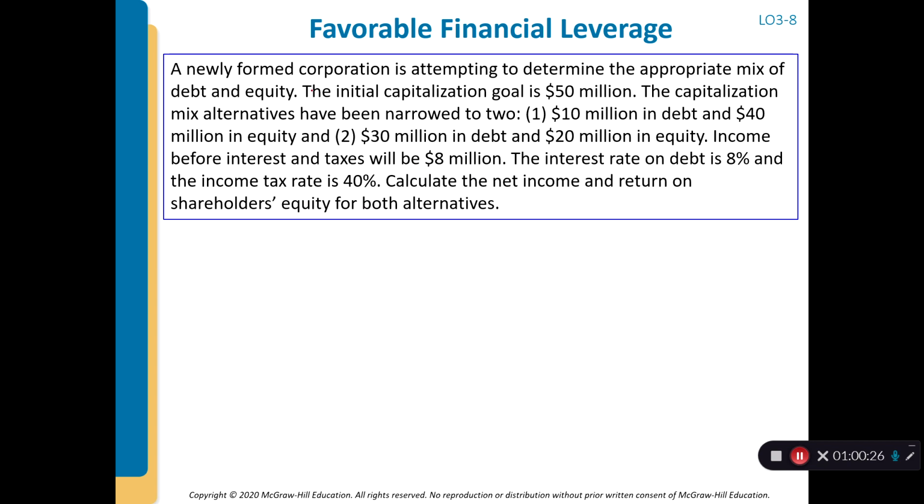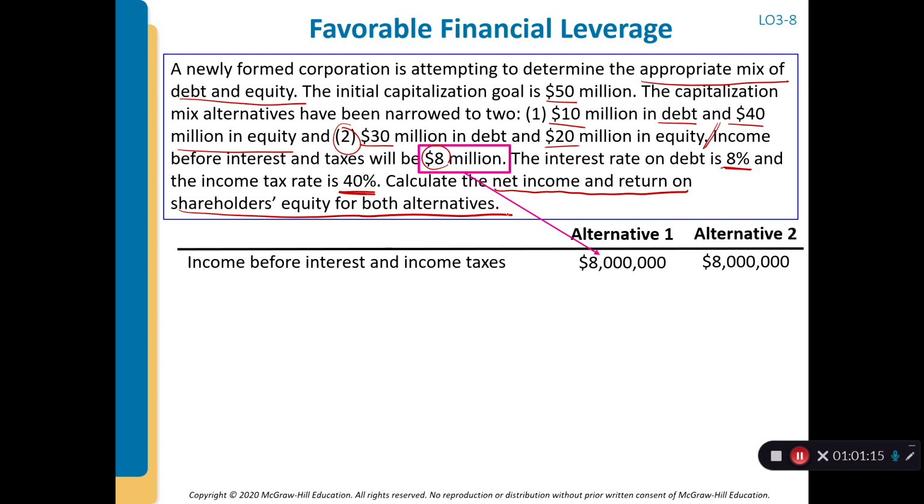A newly formed corporation is attempting to determine the approximate mix of debt to equity. The initial capitalization goal is 50 million, right? The capitalization mix alternatives have been narrowed to either 10 million in debt and 40 million in equity, or the second option is 30 million in debt and 20 million in equity. The income before interest and taxes is 8 million. The interest rate on the debt is 8%, and the income tax rate is 40%. So calculate net income and return on shareholders' equity for both alternatives.